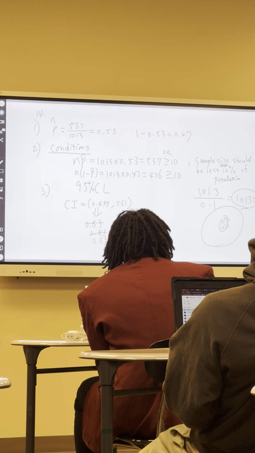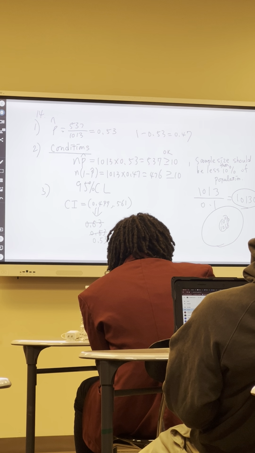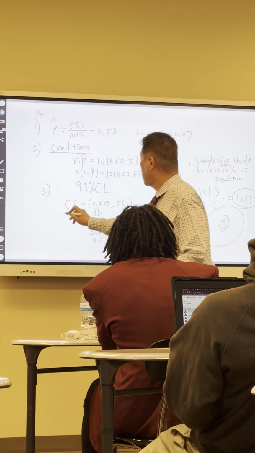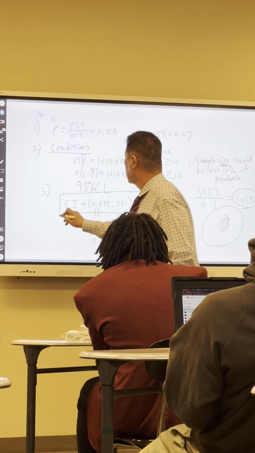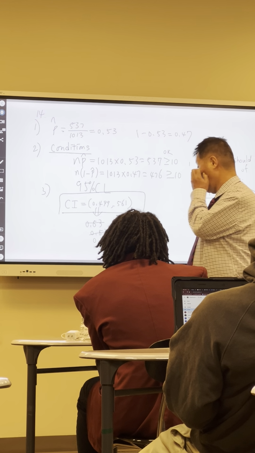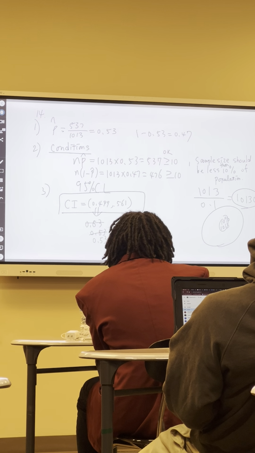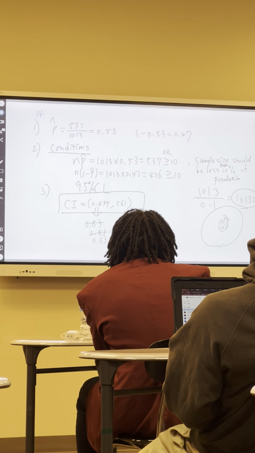What is the confidence interval? What do we put on the line for number 3? There are two answers. This is what we did yesterday: 0.499, and then the comma, 0.561. It's a range of numbers.